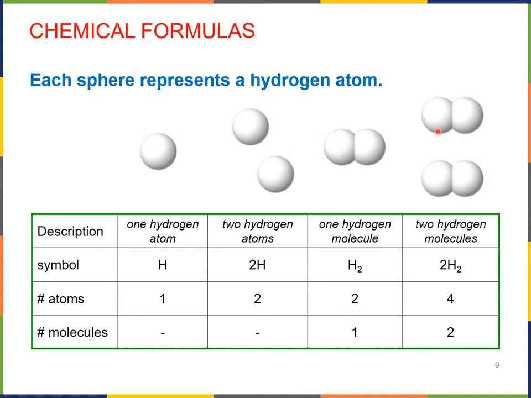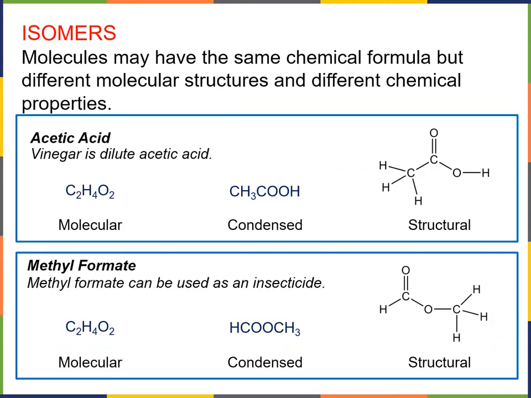When we have two hydrogen molecules, that's another point of difference between this and this, right? Two hydrogen atoms, 2H, two hydrogen molecules, 2H2, four atoms, and a total of two molecules. Sometimes you have molecules that have the same molecular formula, but different structures, different structural formulas, and therefore different chemical properties.